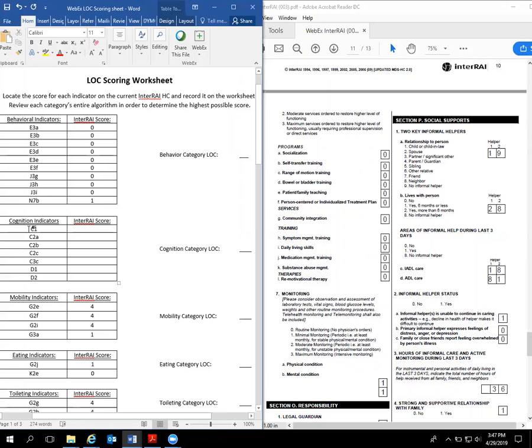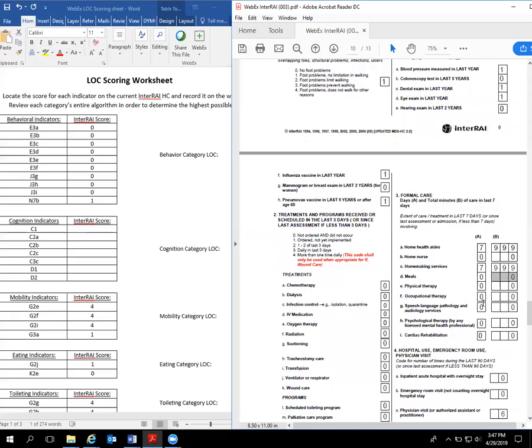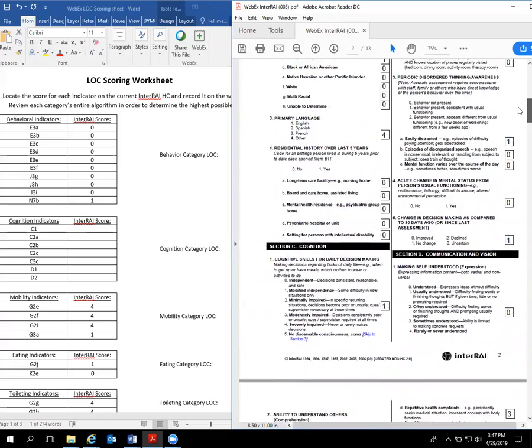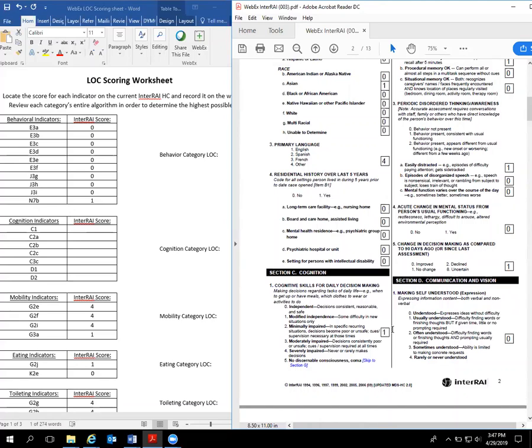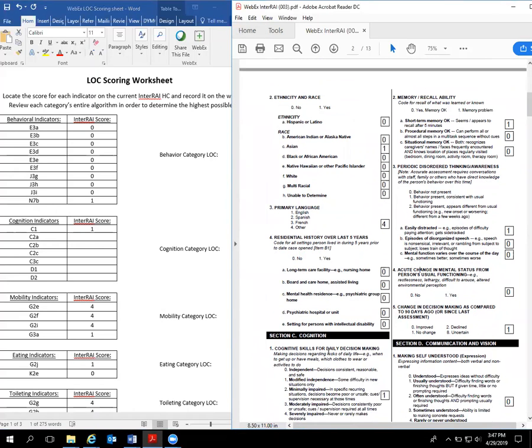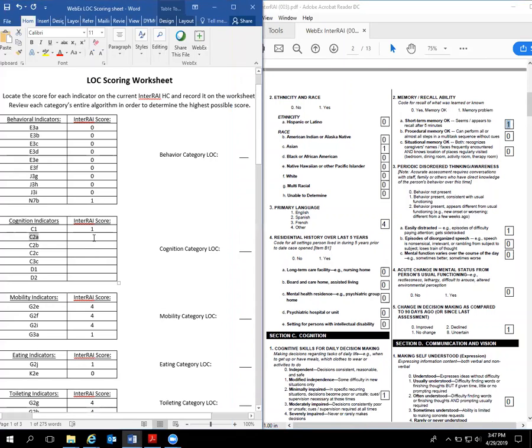And then we will move on to cognition. And the first indicator for cognition is C1. So we will scroll back up to section C, number 1. The code here is a 1. So I will put 1 in the box next to C1. The next indicator is C2A. So we are in section C, number 2, letter A. The code here is a 1. So I will put a 1 here next to C2A on the worksheet.